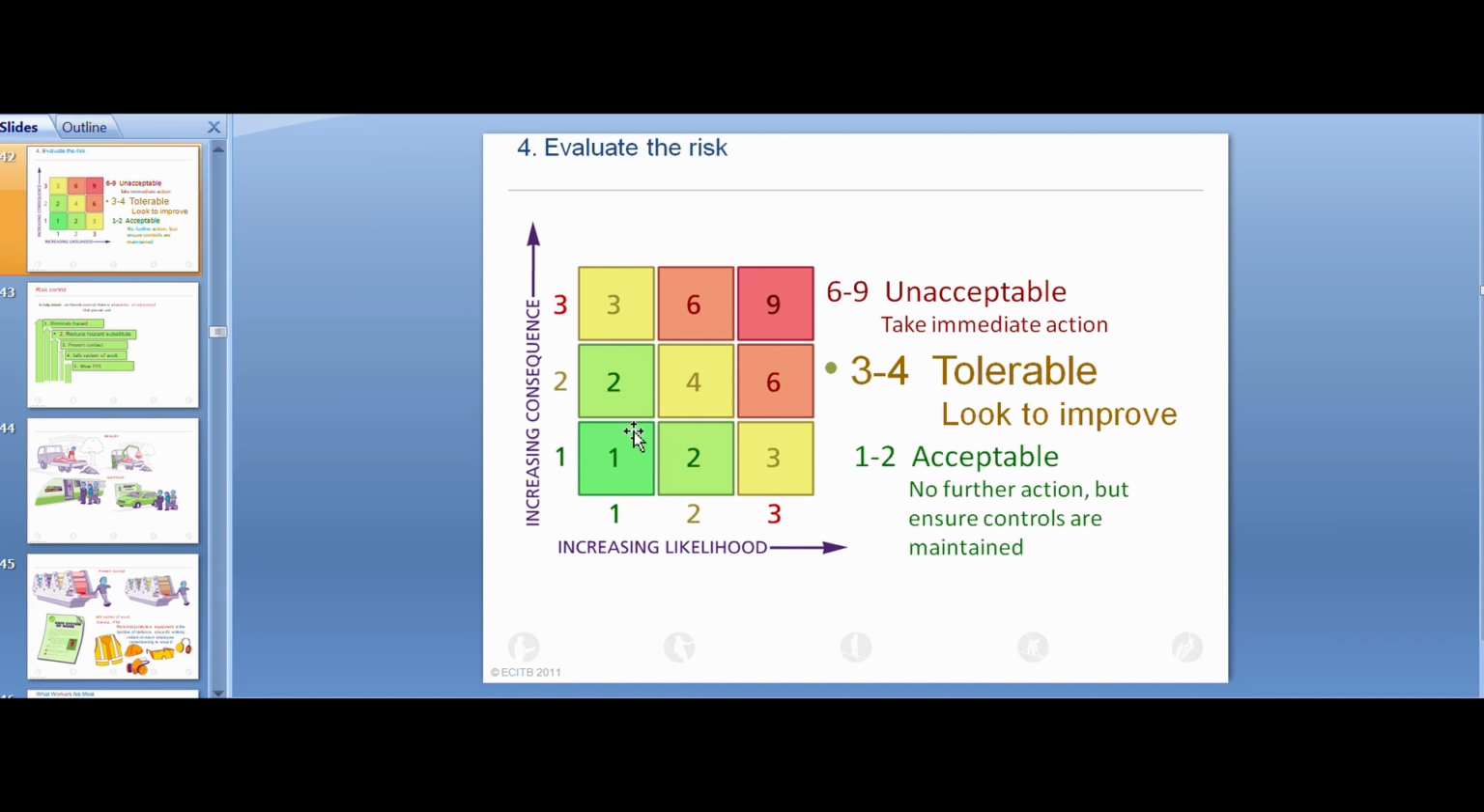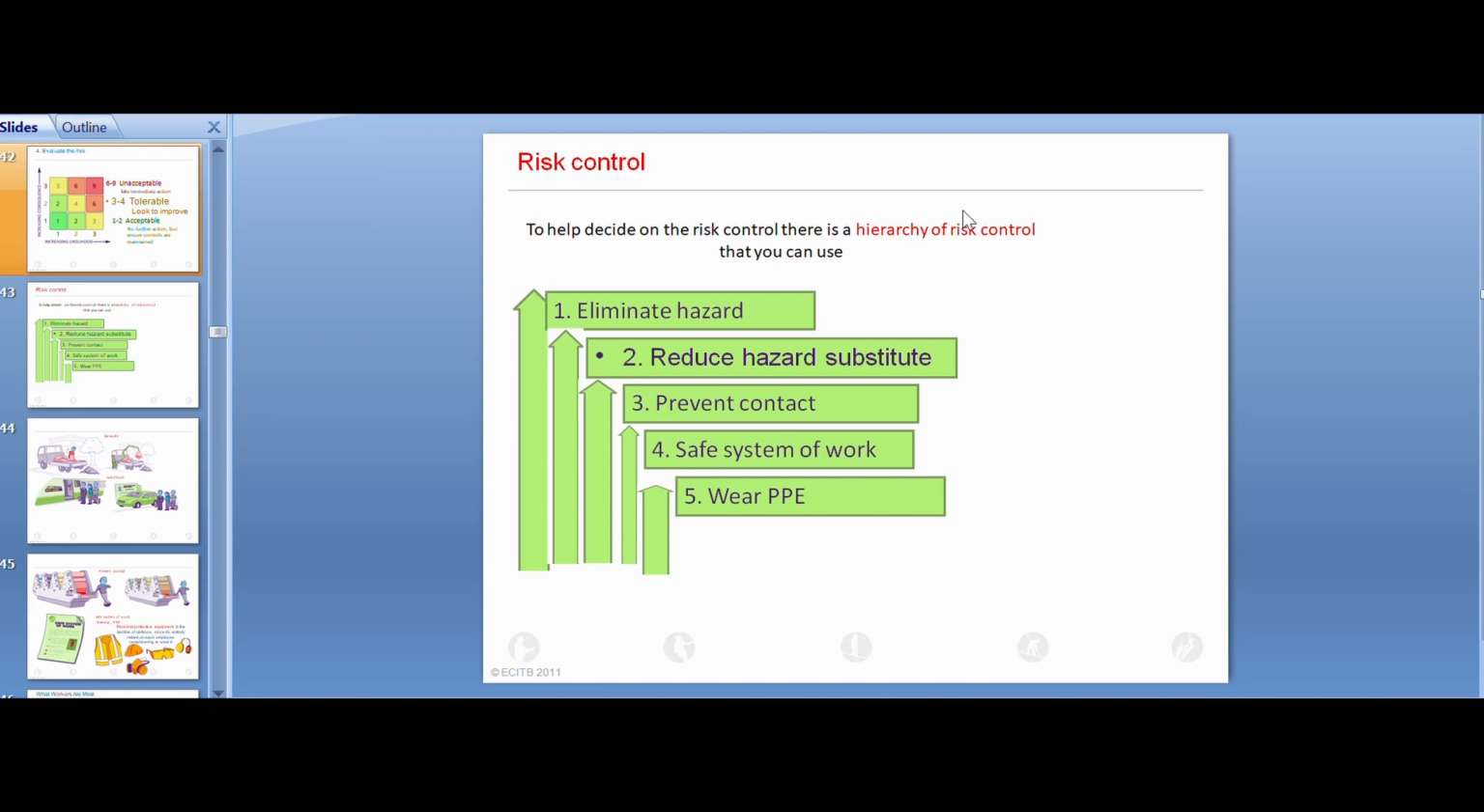In this you can see more clearly that 1 to 2 is acceptable, 3 to 4 is tolerable, look to improve more, and then 6 to 9 is unacceptable, and we have to take immediate action. So now, as we calculate the risk, these levels are accepted. For those which are not acceptable, how can we reduce the risk? According to my risk level, I have to choose from the hierarchy of control. So these are the hierarchy of control.